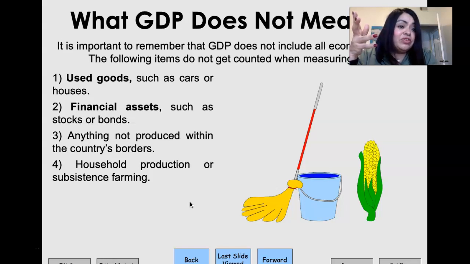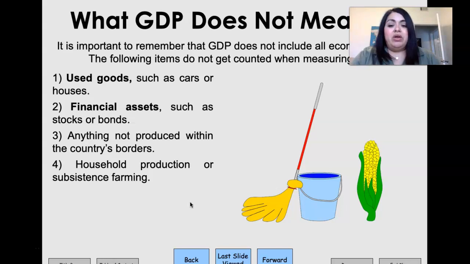The only time farming products are going to be counted is if it's going to be something that's actually sold at market. So if it's sold to HEB for the mass public to consume, then it is counted. But then again, remember, we don't count imports. So if you go to HEB and you buy an avocado and it says product of Mexico, that is part of Mexico's GDP, not ours.